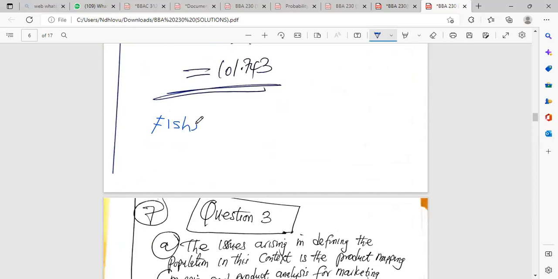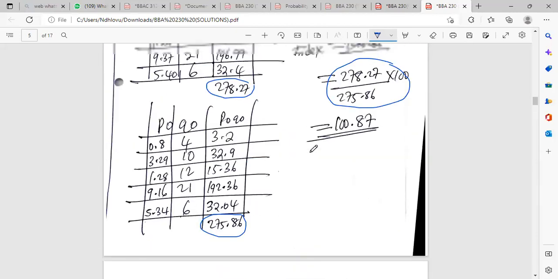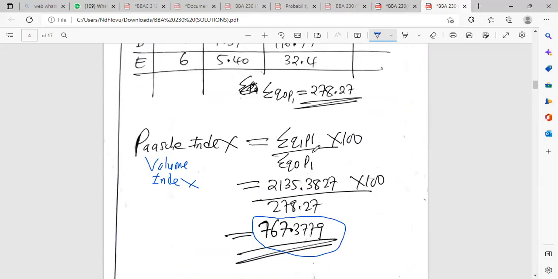The Fisher is just the Fisher index. You can put it here, where we simply say it is the square root of the Laspeyres index multiplied by the Paasche index, looking at these ones that we have. Unless there are questions so far. So does it mean question 2 doesn't have B?